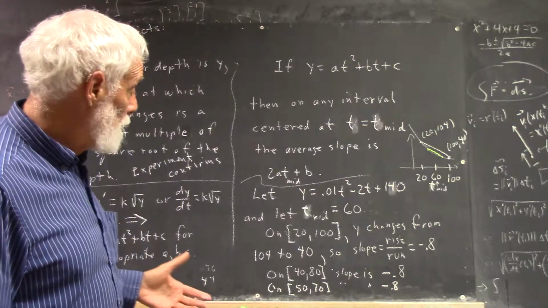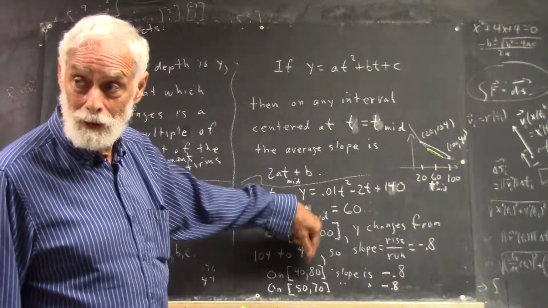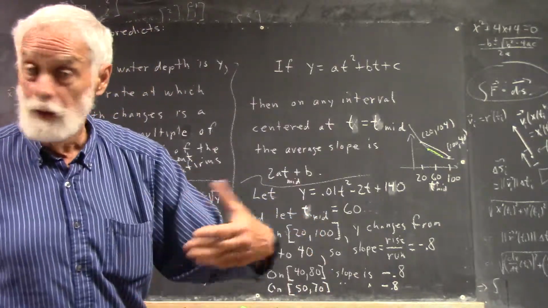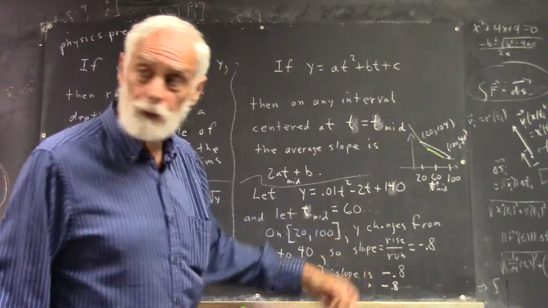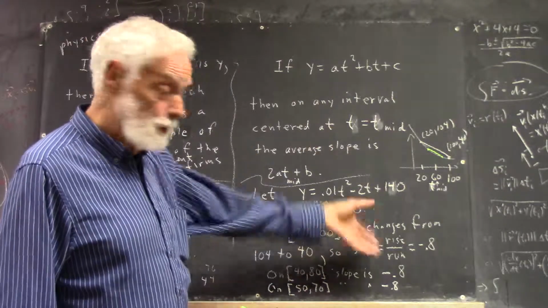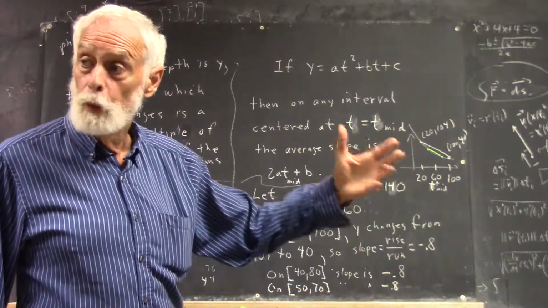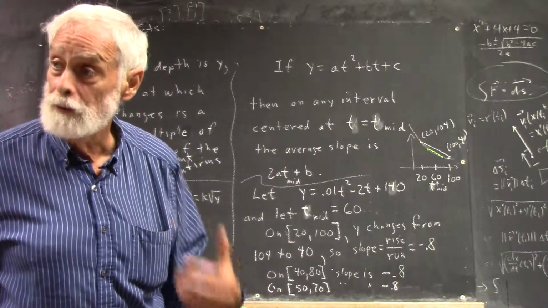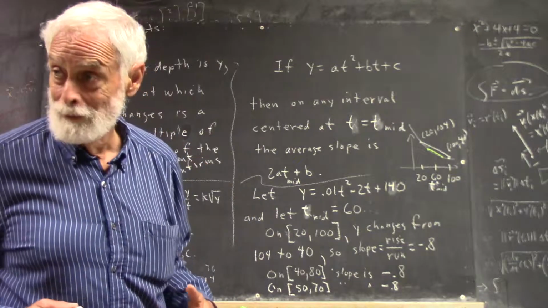Then we do the same thing on the interval 40 to 80, which is also centered at 60, because we're choosing intervals that are centered at 60. So on 40 to 80, we do the same thing, and the slope is negative 0.8. On 50 to 70, we do the same thing. The slope is negative 0.8. You could do 59 to 61, and the slope would be negative 0.8. It's always negative 0.8 if the interval is centered at 60.